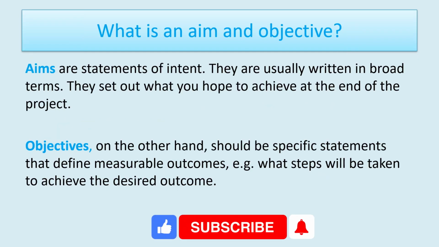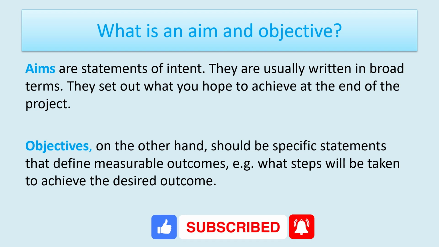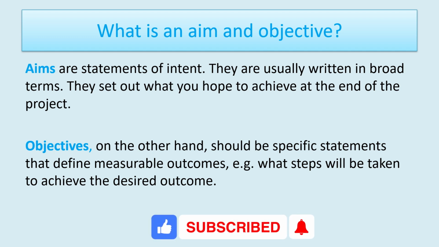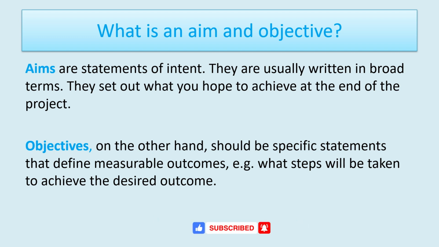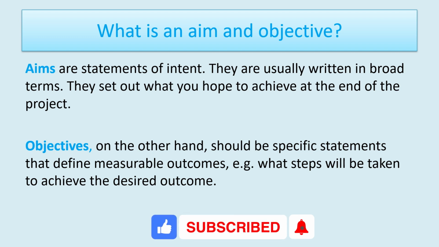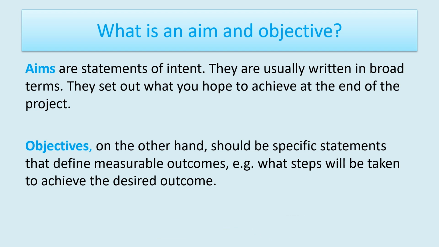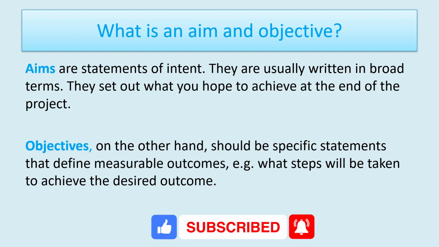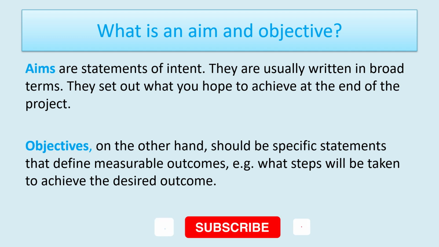What is an aim and objective? The aims are statements of intent. They are usually written in broad terms. They set out what you hope to achieve at the end of the project. Objectives, on the other hand, should be specific statements that define measurable outcomes. What steps will be taken to achieve the desired outcome?